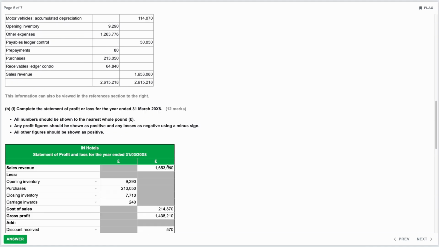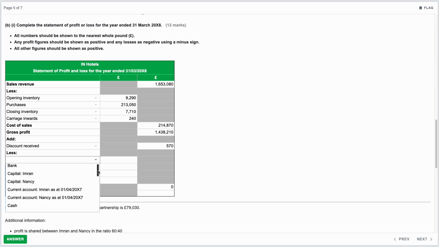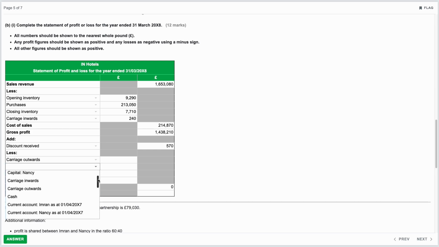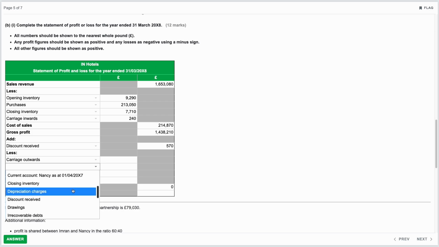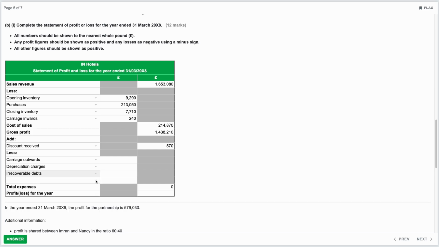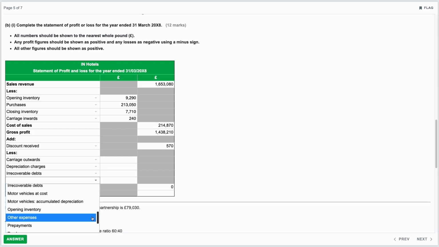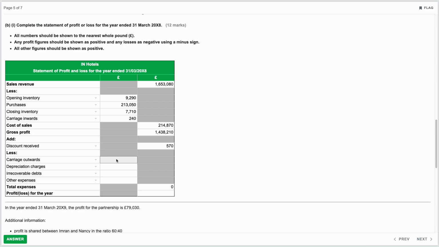Okay, let's start getting these in then. So what do we see? So let's scroll down. So we've got carriage outwards. That was the first one. We've got depreciation charges. So let's get those in as well. We got irrecoverable debts. And then we got our other expenses figure. There we go. Excellent.